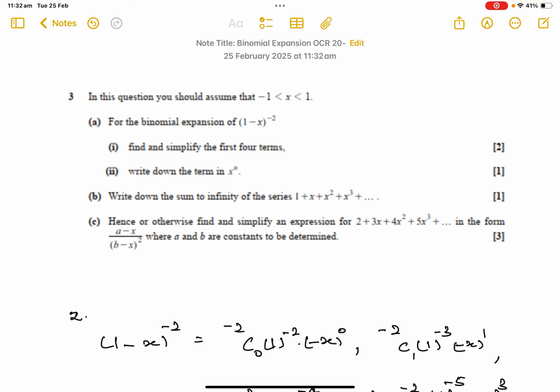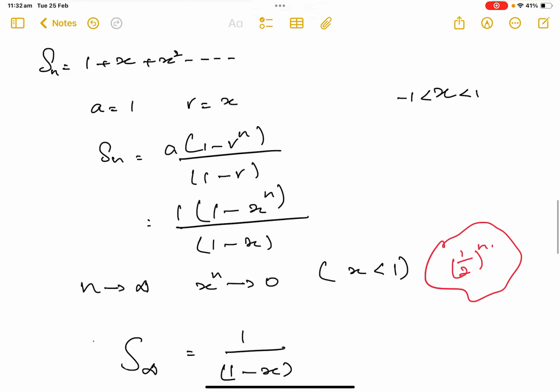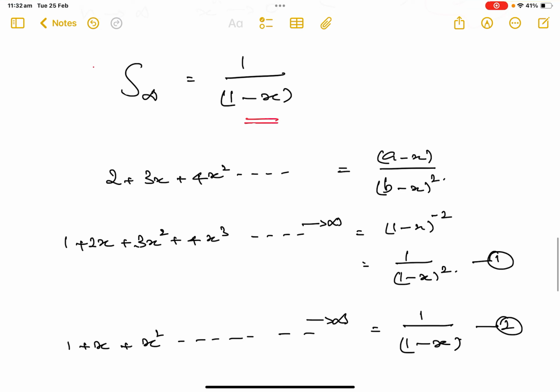Right, next one. Hence or otherwise, find and simplify the expression for 2 plus 3x plus 4x squared plus 5x cubed and so on, in the form of a minus x divided by b minus x squared, where a and b are constants to be determined. So simply, we need to prove this: 2 plus 3x plus 4x squared and so on equals a minus x divided by b minus x squared.